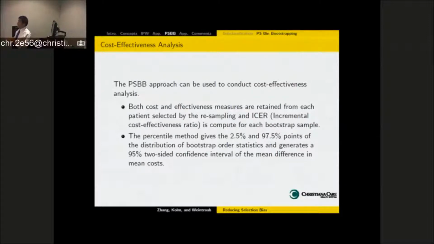Specifically, when we use the propensity score bootstrapping to conduct the cost effectiveness analysis, both cost and effectiveness measures are retained from each patient selected by the resampling. And then we will calculate an incremental cost effectiveness ratio by using the bootstrapping method. Because for bootstrapping to calculate the ICER, the incremental cost effectiveness ratio, even for clinical trials, we use this method. And then we can get the 2.5% and 97.5%, which means the confidence interval for the mean cost and the mean effectiveness.